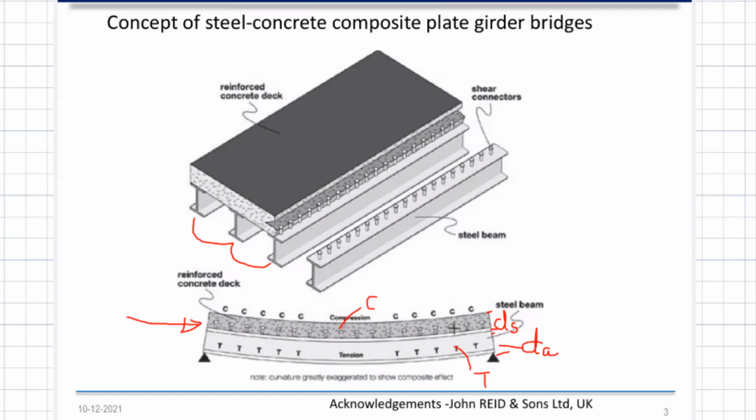See, for most practical purposes, the compression is taken by the concrete and the tension is taken by the steel. Right. Now, what is that? These things I have are called the shear studs, right? Shear studs. I'm going to show you how the most important part of steel concrete composite design is the design of the shear connectors, correct?